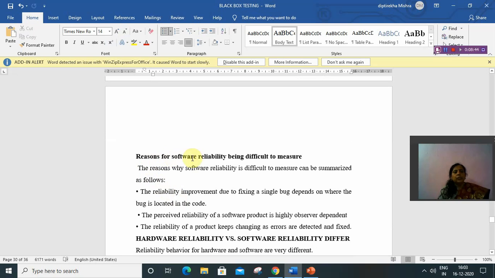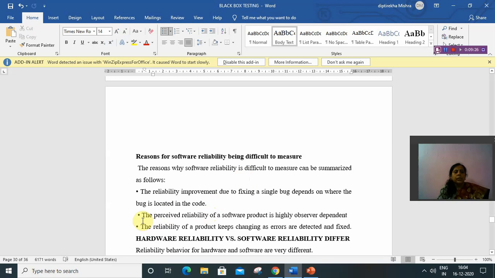Next is the reason for software reliability being difficult to measure. The reason why software reliability is difficult to measure can be summarized. The reliability improvement due to fixing a single bug depends on where the bug is located in the code. Means the reliability improvement depends on where the bug is. If the bug is in the core part, then reliability will increase more. If the bug is in the non-core part, then the reliability will increase less.